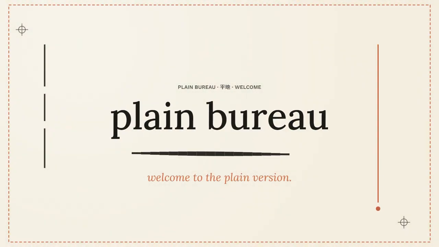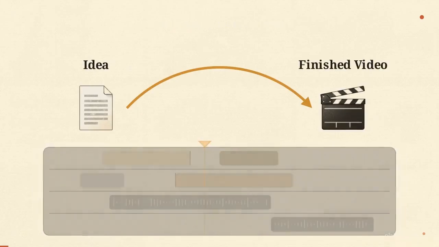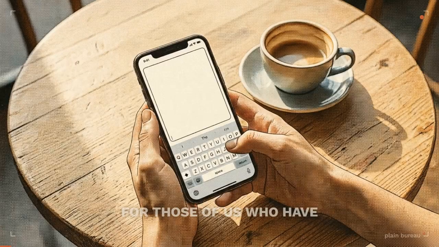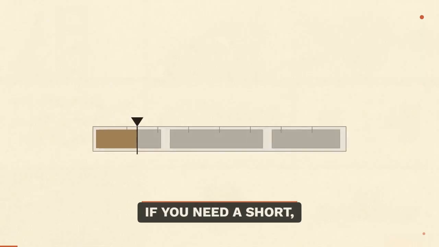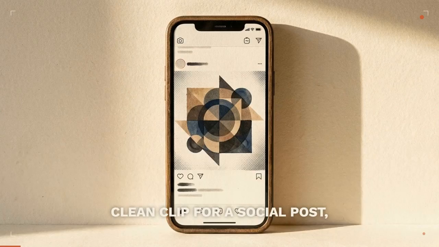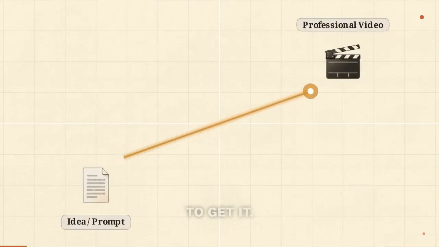Gemini Omni, the plain version. Yesterday, Google released a tool that changes what it takes to make a video, specifically for those of us who have never opened professional editing software. If you need a short, clean clip for a social post, a quick explainer lesson, or a pitch deck, you now have a direct route to get it.